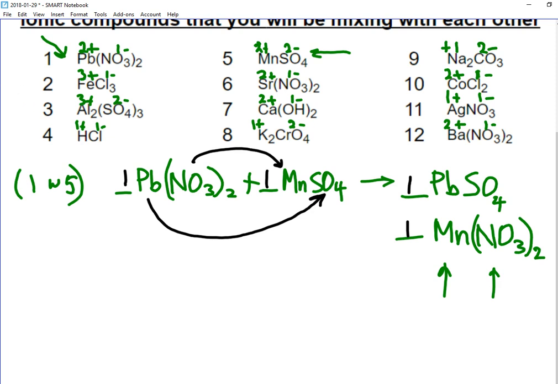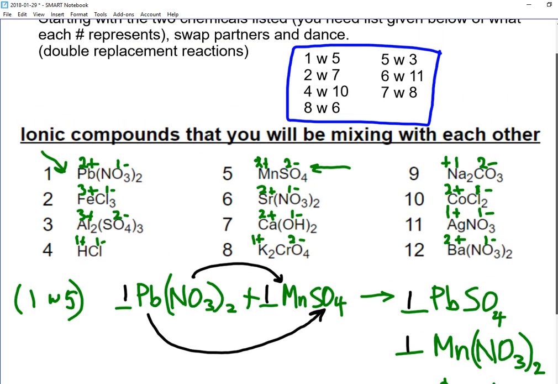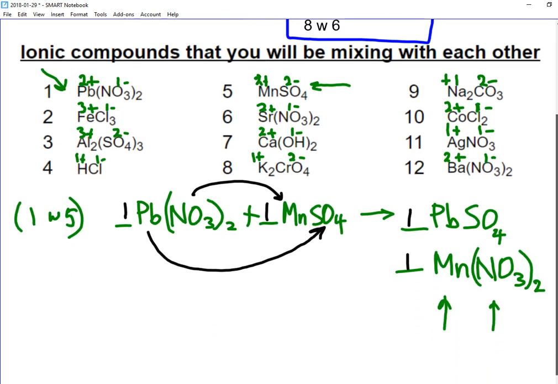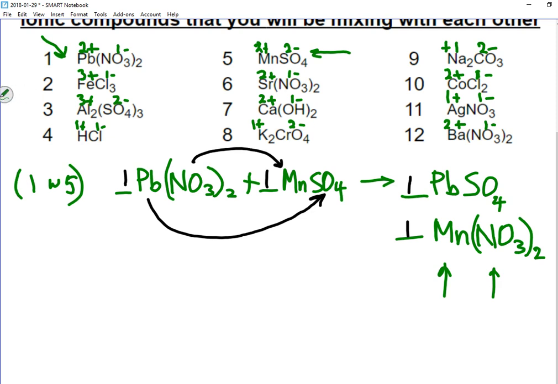And what does that guy look like? We are 2 with 7. So 2 with 7. I'm going to write that here.